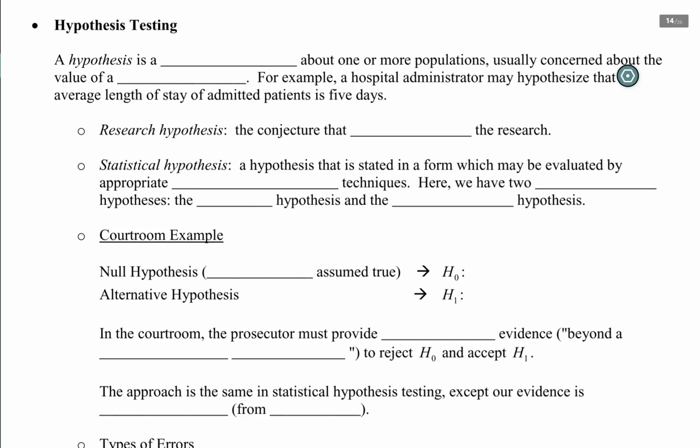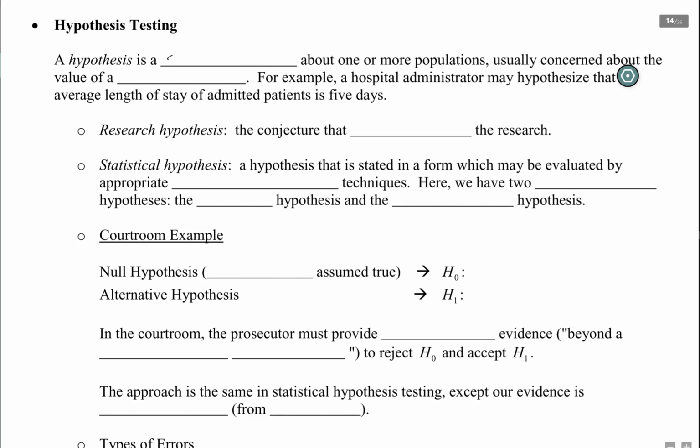Hypothesis testing. This is another way to do statistical inference. The first way we looked at was point estimation, then interval estimation. We spent quite a bit of time with interval estimation, but now we're going to focus on hypothesis testing. All right, let me first talk about what a hypothesis is.